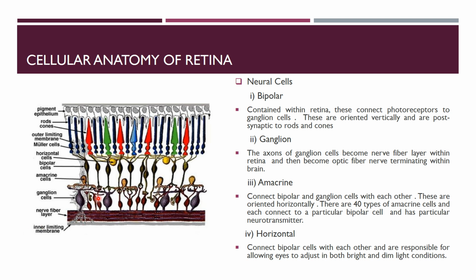Then there are amacrine cells which connect the bipolar and the ganglion cells with each other. These are located horizontally, as we can see in the image. There are 40 different types of amacrine cells, each having its own neurotransmitter and a particular function. And lastly, there are the horizontal cells which are responsible for connecting the bipolar cells to each other and are responsible for our eye to distinguish between dim and bright light conditions.